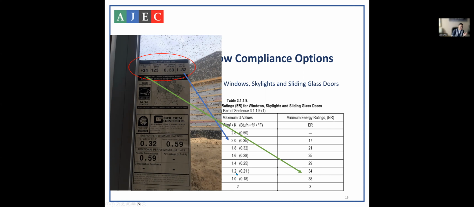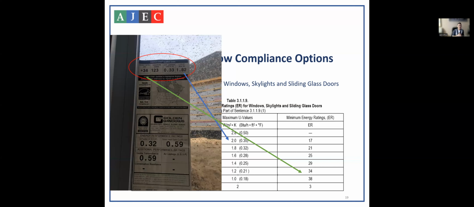So this is something that can really confuse people. What I want to tell you is, as long as you meet either the energy rating or the U value for your window, you can say that this window is equivalent to a U 1.2. But if you look at the U value, it's actually compliant to a 2.0. So it's either or. You don't have to meet both columns. It's one column or the other. And in this case, I can say that your window is as good as a U 1.2 window because the energy rating is at 34 or higher.